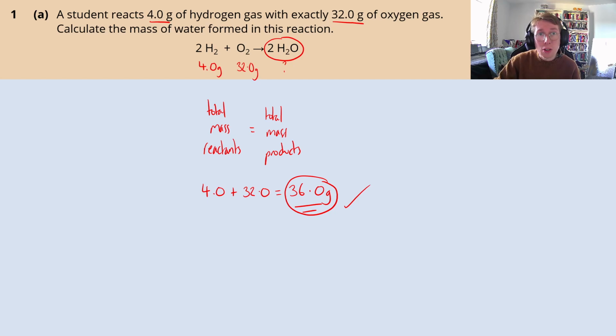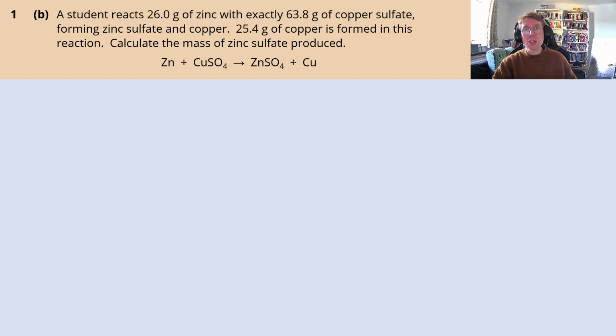We now move on to a very similar question, which is 1b, where a student is reacting 26.0 grams of zinc, so I'm going to do exactly the same thing. I'm going to write 26.0 underneath the zinc with exactly 63.8 grams of copper sulfate, and that is the other reactant. So I'm going to write 63.8 just underneath there. We're told we're forming zinc sulfate and copper, and that 25.4 grams of copper is formed. So I'm going to write 25.4 under there, and that's formed in this reaction. We need to calculate this value here.